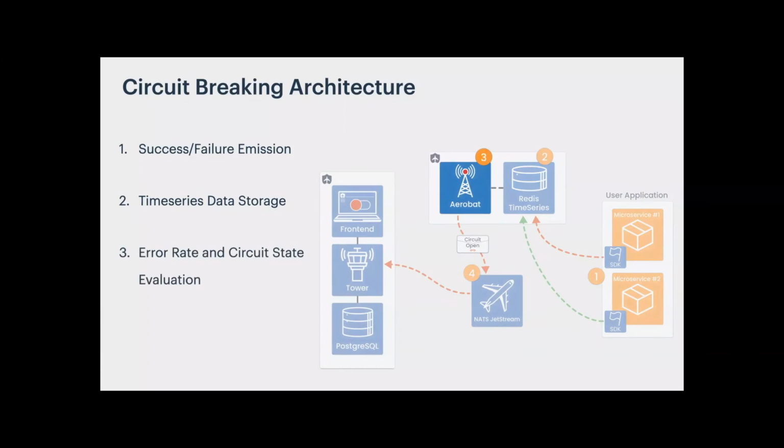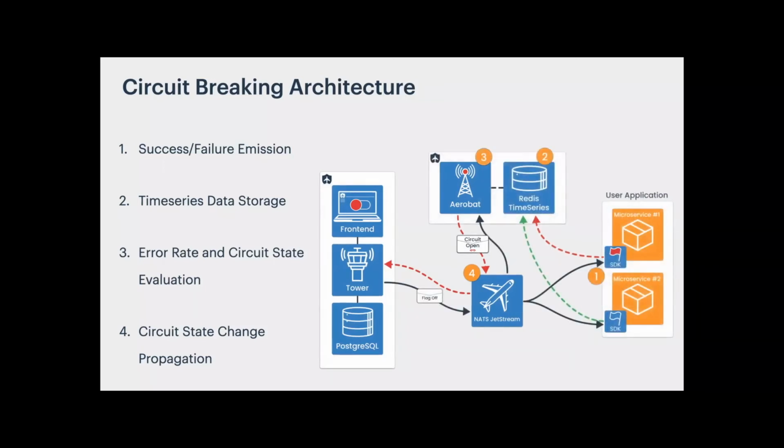Next is the evaluation of error rate and circuit state handled by a Tailslide application named AeroBat. Lastly is the propagation of any change in circuit state back to Tower via NATS JetStream, which is then published back out to all SDKs, completing a full cycle of messaging within Tailslide.